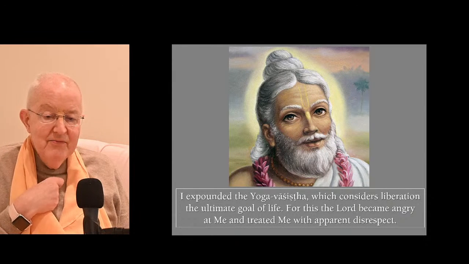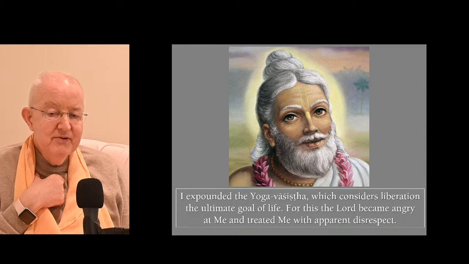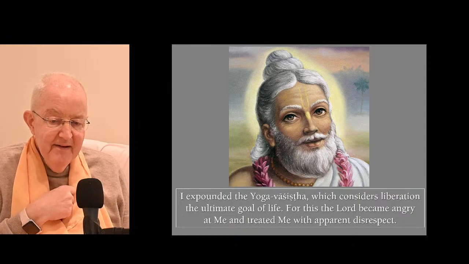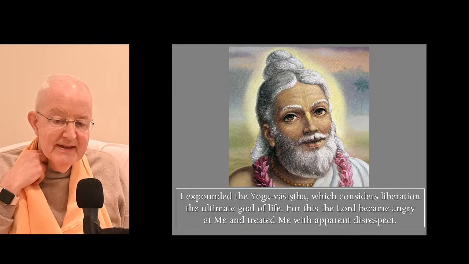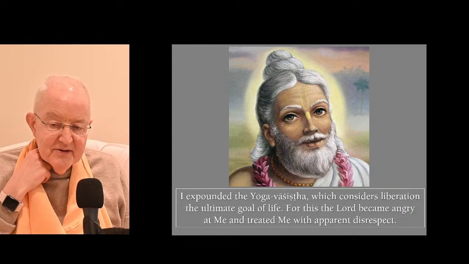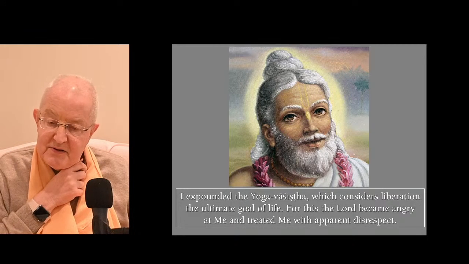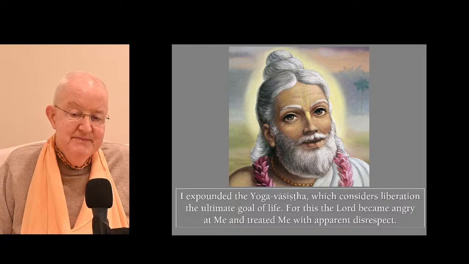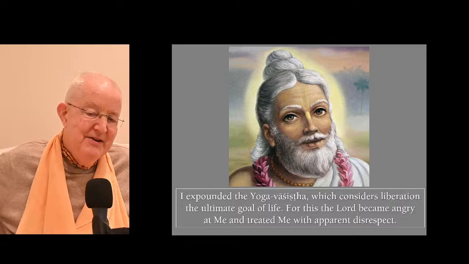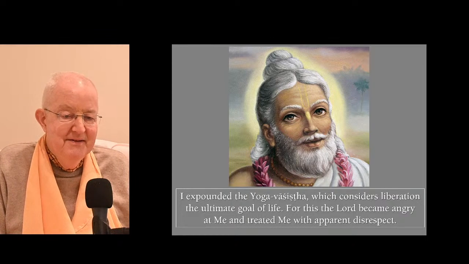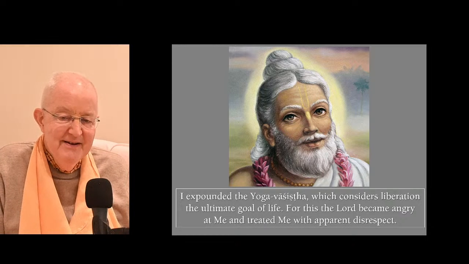So he said, on one occasion, to get Lord Chaitanya's chastisement, to have Lord Chaitanya show his superiority to me, I expounded the Yoga Vasistha, which considers liberation the ultimate goal of life. For this, the Lord became angry at me and treated me with apparent disrespect. He tricked Lord Chaitanya to scold him and said, now you're whining and complaining, oh, he scolded me. You're more fortunate than me, because I had to trick him to get him to scold me.